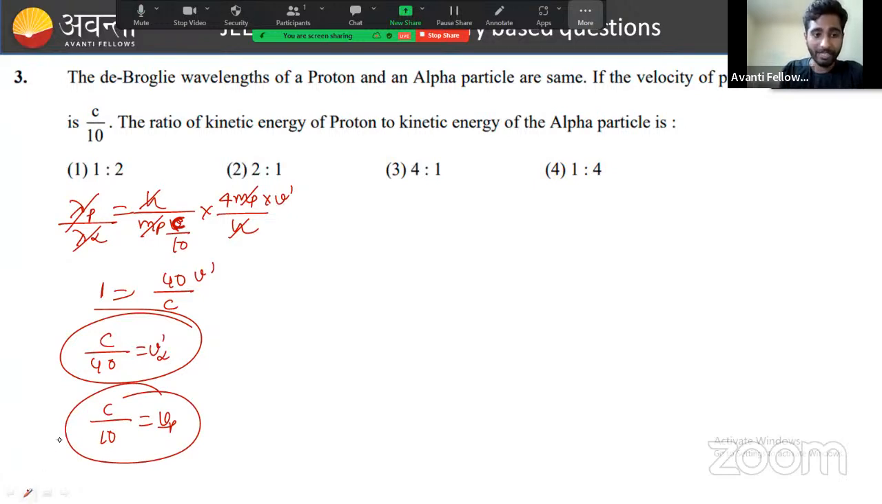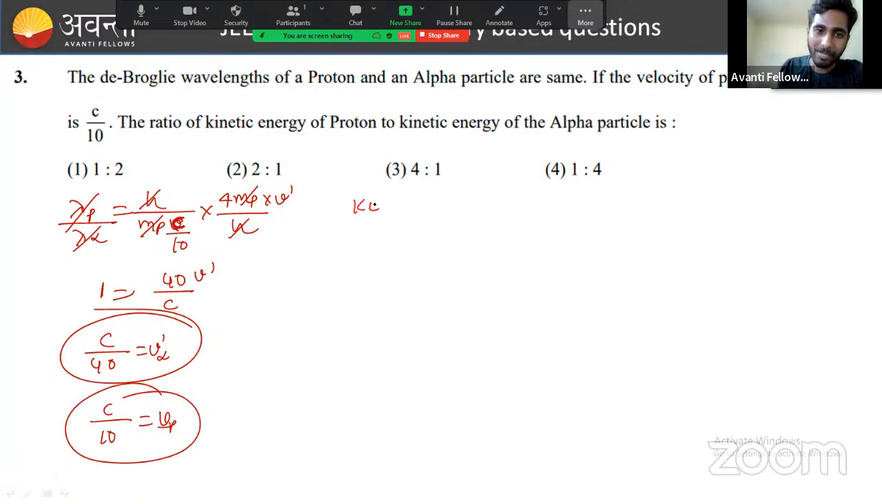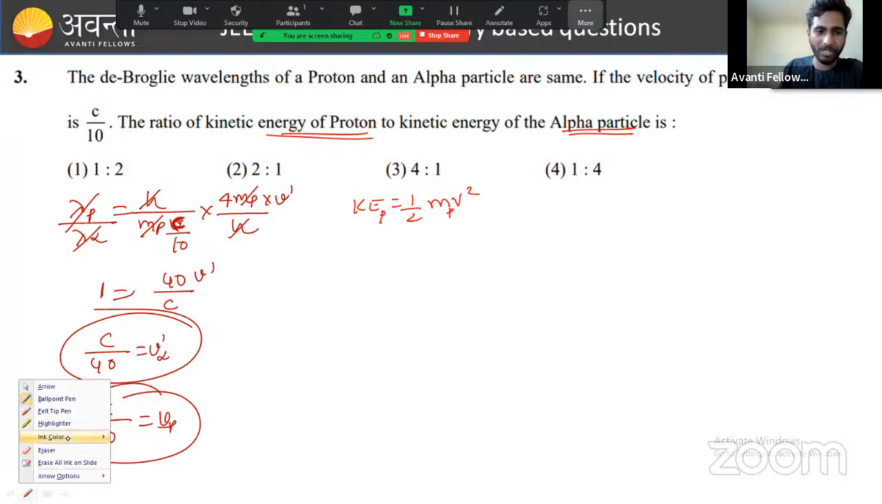Now we want to calculate the ratio of their kinetic energies, right? Kinetic energy is nothing but half m v square. If I take the kinetic energy of proton to alpha particle, the mass will be that of the proton, and the velocity we need to substitute here. I will directly substitute this one, because I already wasted time here.